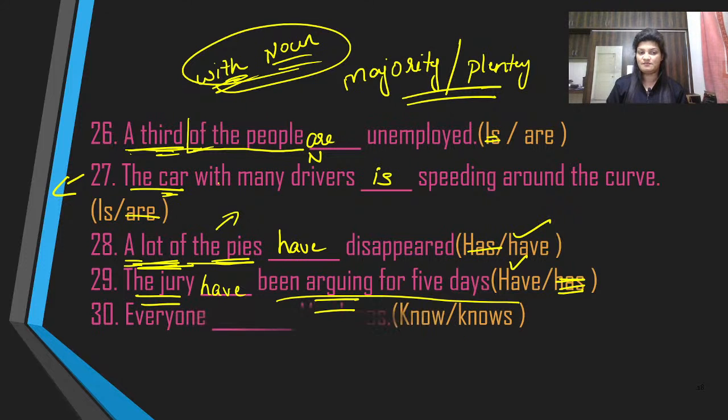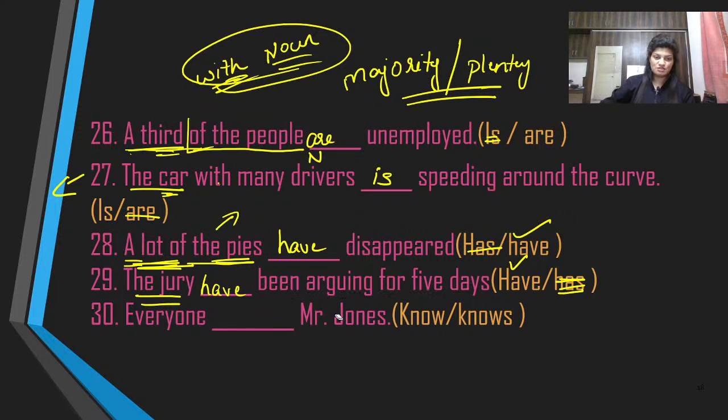Okay, having said that, let's move on to the next one. Arguing would be the same action, but an argument is something where I have a different opinion and you have a different opinion, so that makes it a plural subject. Okay guys, next answer: Everyone dash Mr. Jonas. Everyone dash Mr. Jonas.